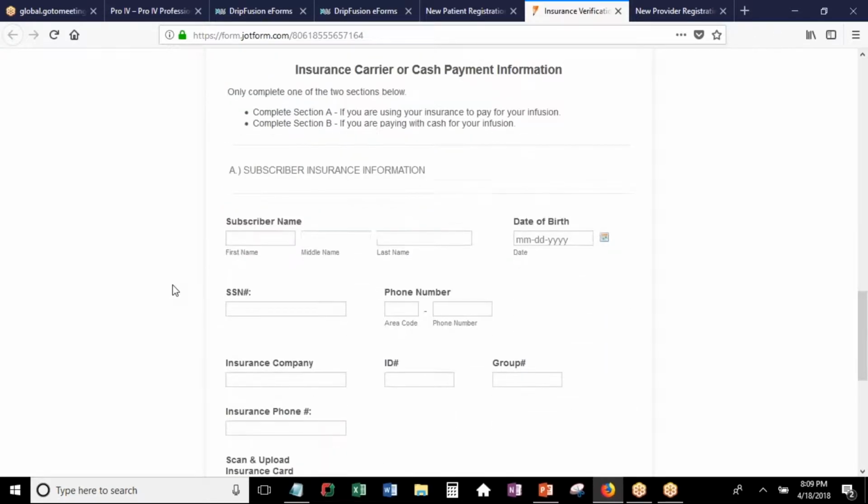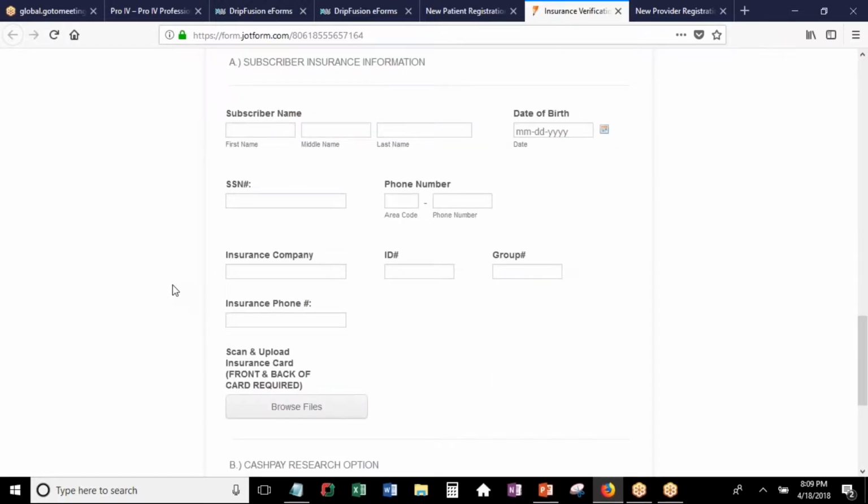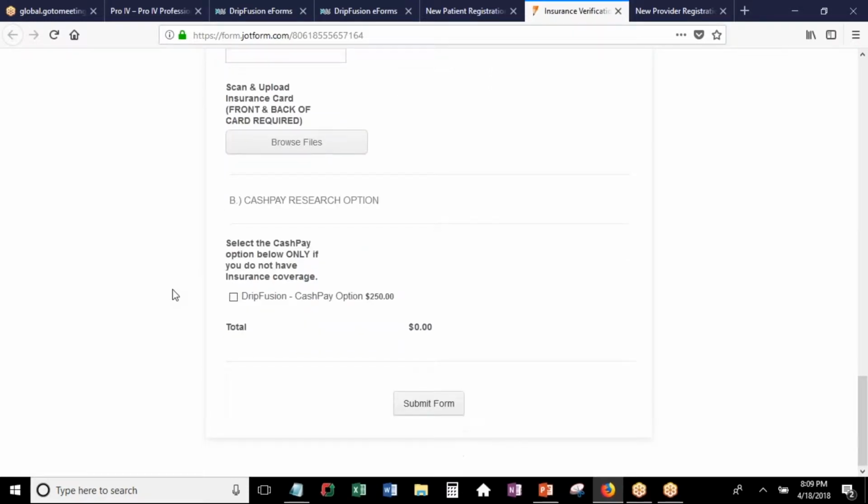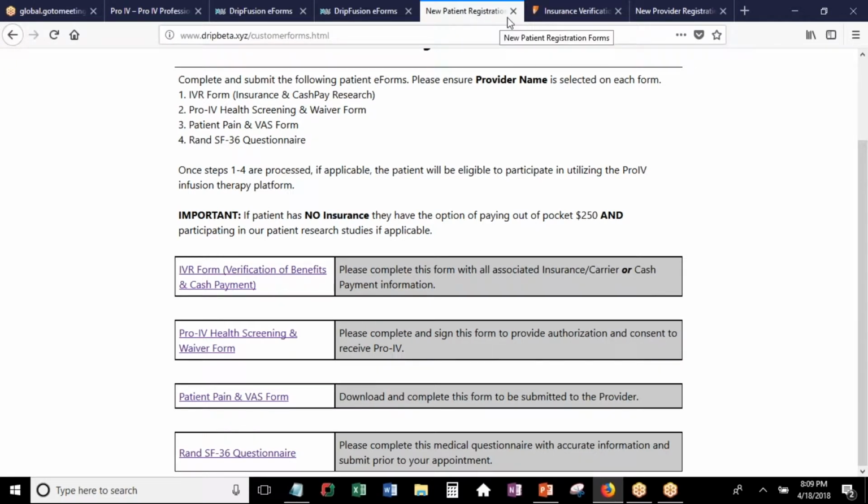Keep scrolling if you wouldn't mind for me. So we're going to put in all that information and keep going. If there's a cash pay option, they choose. They can only pay at this time for one treatment at a time. So then they would submit the form. The form comes to us directly at ProIV, and we start working on their insurance benefits. Are they qualified? So that's where we're doing the legwork. Once we get their information, we would let you know.